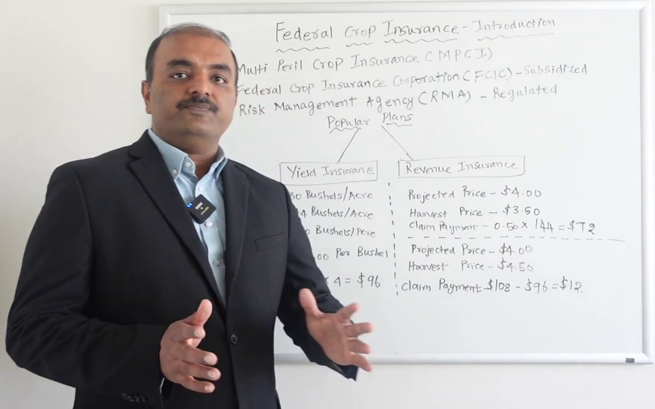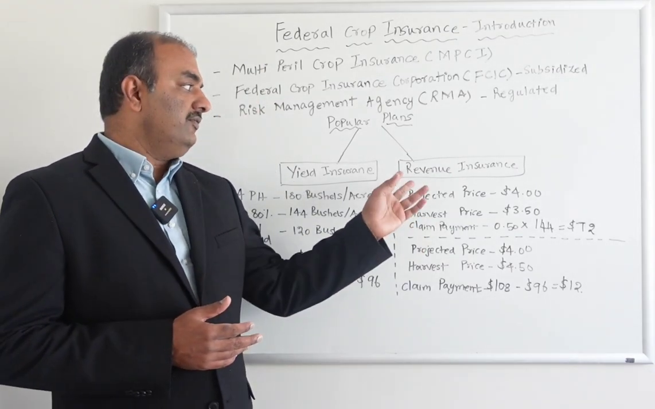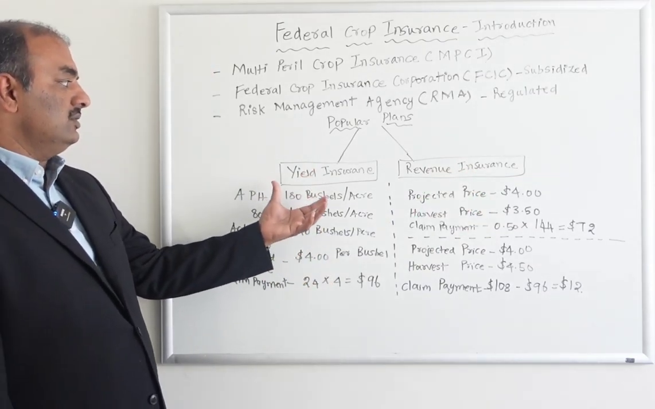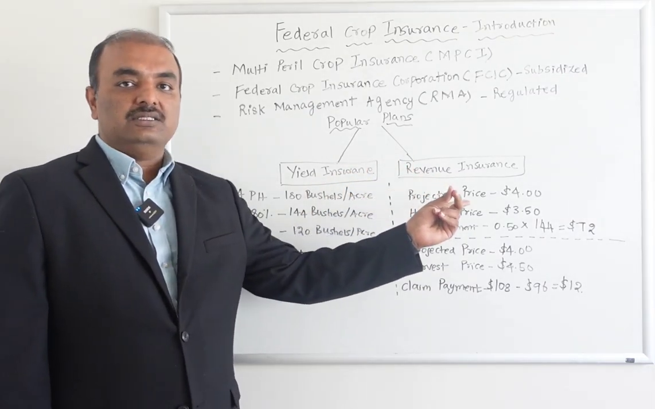So in short, if there is a revenue loss due to the increase in price, then you can use the revenue plan to get the additional revenues. At the same time, if there is a yield loss, you can use yield insurance. So revenue insurance covers both yield loss as well as revenue loss.